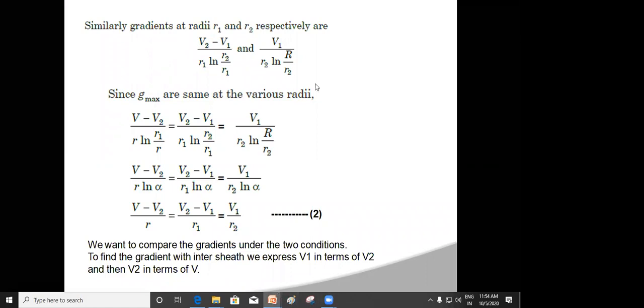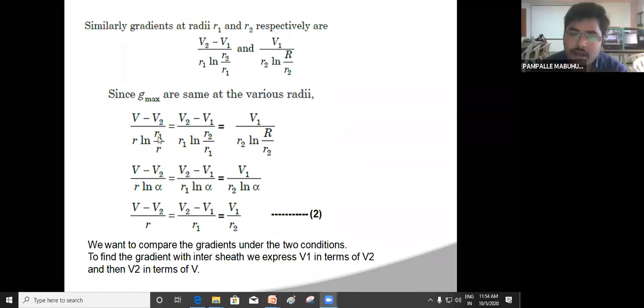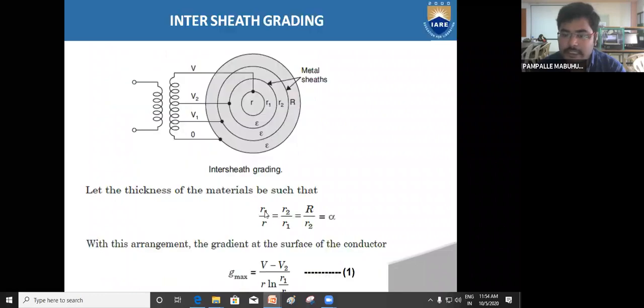Now, instead of ln R1 by R, R2 by R1, capital R by R2, what are these values? From our condition, R1 by R, R2 by R1, and capital R by R2 will all be the same, and equal to a constant alpha. So in place of R1 by R you can write alpha, R2 by R1 you can write alpha, and capital R by R2 you can write alpha.